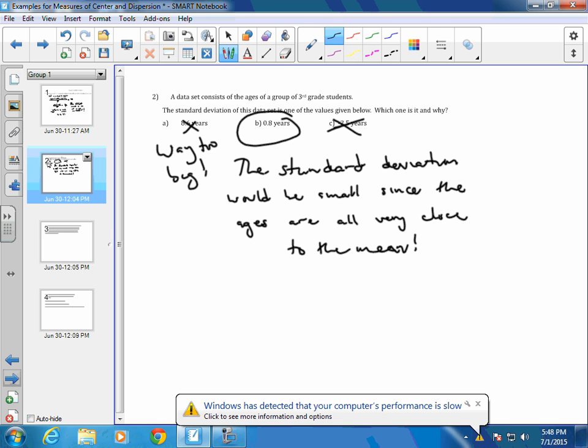Right, in most data sets, it's kind of hard to know what the standard deviation might be. Like if it said, hey, what's the standard deviation of the weight of a dolphin? I have no idea what that is. But in a set like this, where all the data values are pretty close together, the standard deviation is going to be pretty small. All right, let's take a look at the next one.